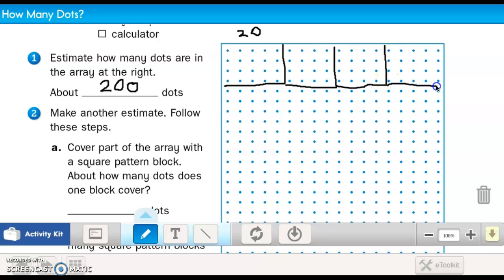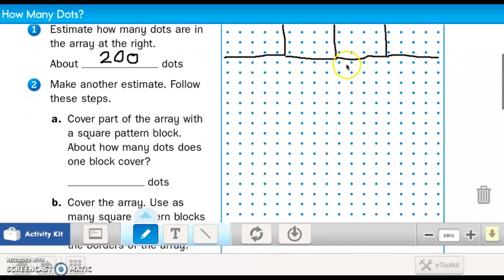And about like that, right? So there's about 4 boxes that way. Let's see how many boxes we could make going down. Let's see here. 1, maybe. I'm not very good at drawing.